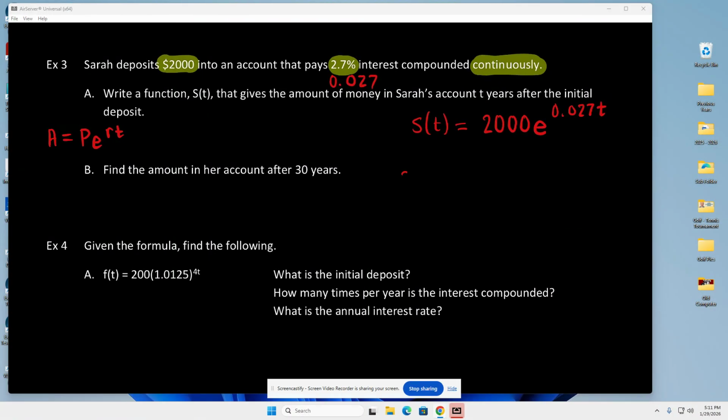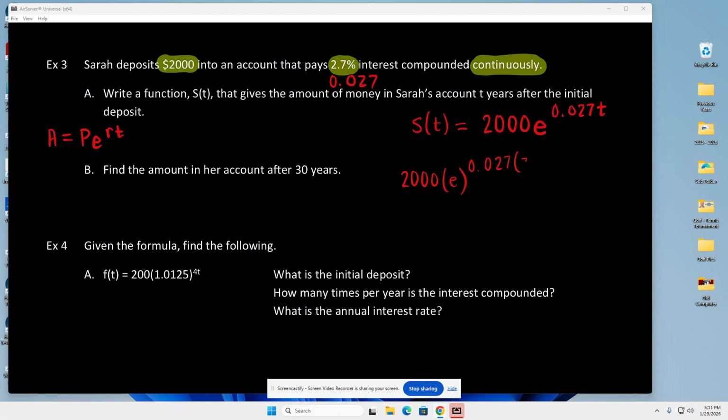You type it in. So 2,000 times E. I always kind of open a parenthesis for my E. In my calculator, I don't really have to do that. So it's just a habit, I guess.